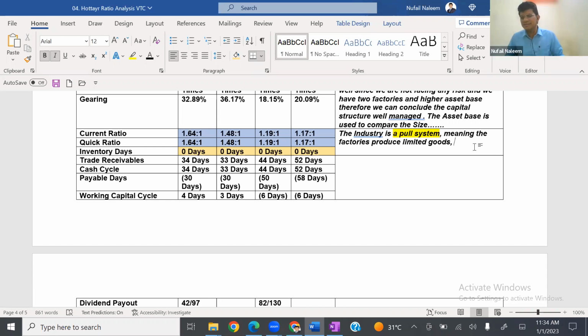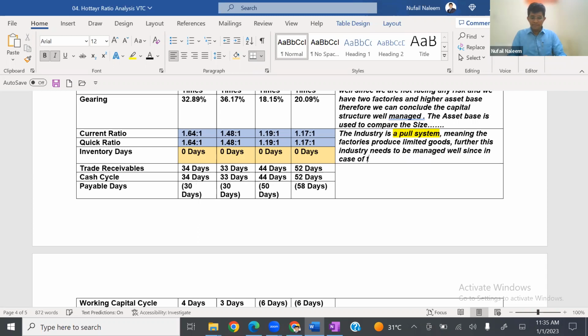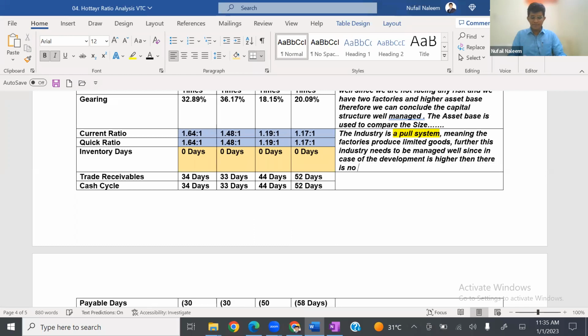Now, if you go to the Middle East, the Gulf countries are almost developed. They have everything now: apartments, roads, all constructed. They are currently at a saturated point, so hereafter the construction sector won't do well. I'll write down here: further, this industry needs to be managed well, since if development is higher, then there is no need for new products to emerge. Correct?